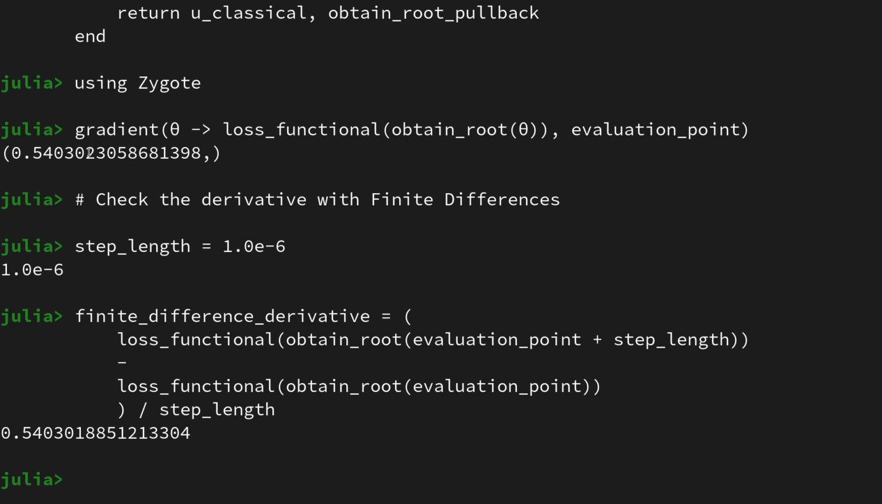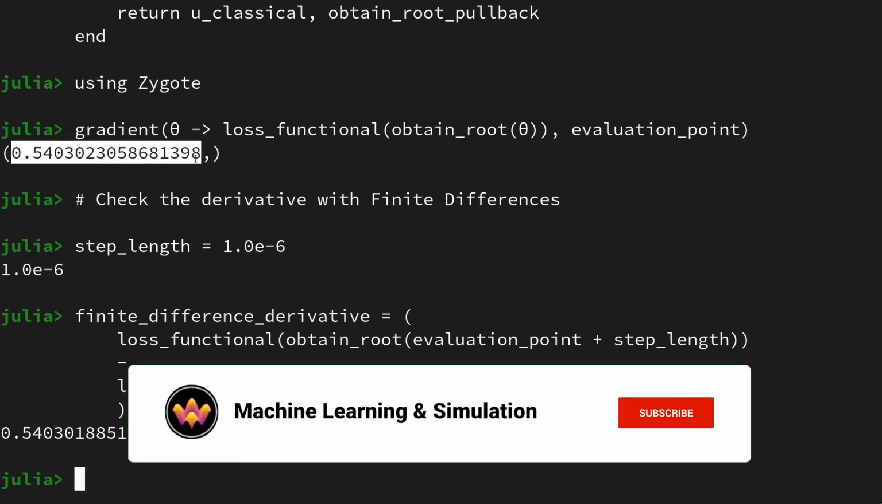And we see that it is identical to the one that is found by Zygote up to about the 5th digit after the comma. And that is of course to be expected, since the finite difference derivative has a considerable amount of floating point rounding error. So there's a good chance that the derivative we obtained by automatic differentiation together with the adjoint rule is more precise. That's the end of the video.